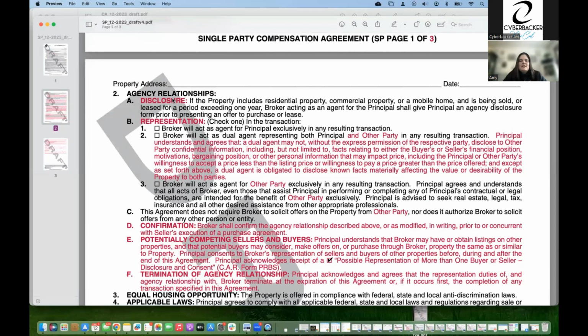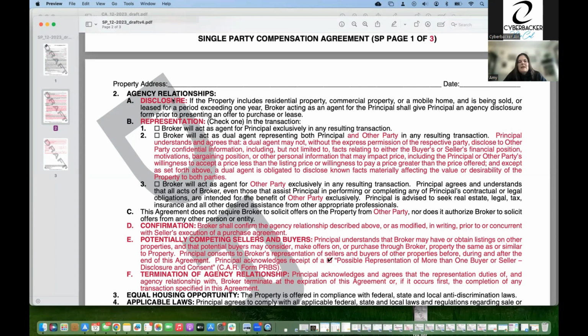Okay, principal understands and agrees that a dual agent may not, without the express permission of the respective party, disclose to other party confidential information, including but not limited to facts relating to either the buyer or seller's financial position, motivations, bargaining position, or other personal information that may impact price, including the principal or other party's willingness to accept a price less than the listing price or willingness to pay a price greater than the price offered.